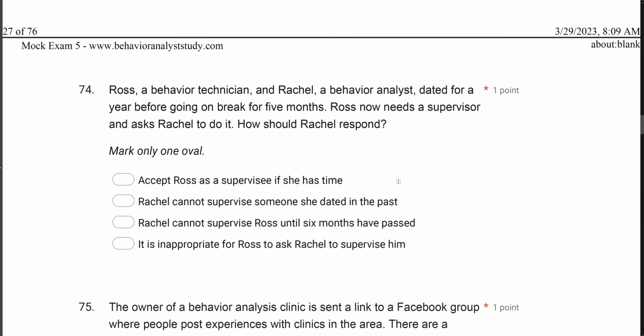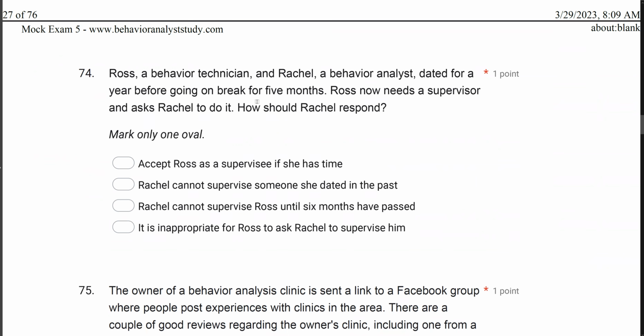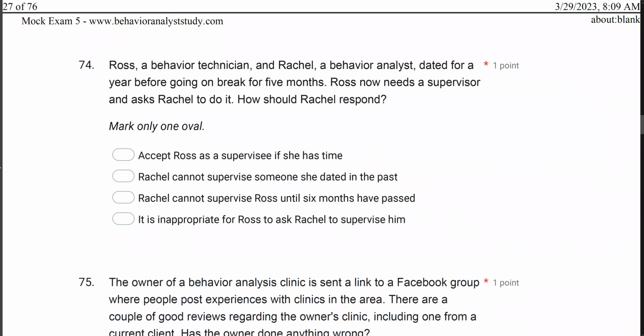Ross, a behavior technician, and Rachel, a behavior analyst, dated for a year before going on break for 5 months. Ross now needs a supervisor and asks Rachel to do it. How should Rachel respond? So we have an ethical question here. We have Ross, who's a behavior technician, and Rachel, a behavior analyst. Okay, so a position of power, a supervisory role, potentially. They dated for a year, and now they've been on break for 5 months. So they haven't dated for 5 months. Ross needs a supervisor and wants Rachel to do it. Can Rachel, the behavior analyst, supervise Ross right now?